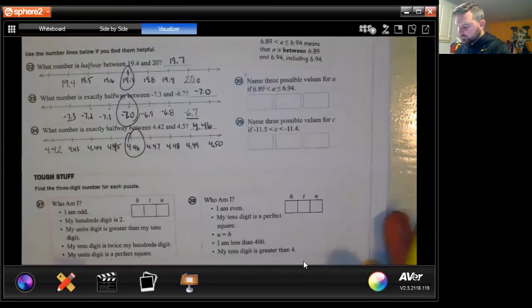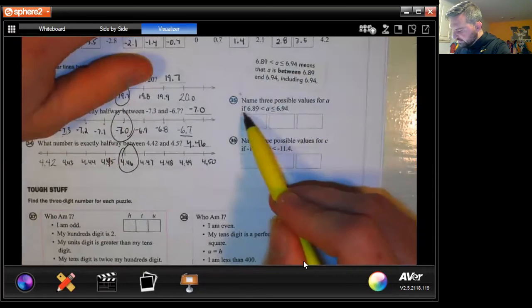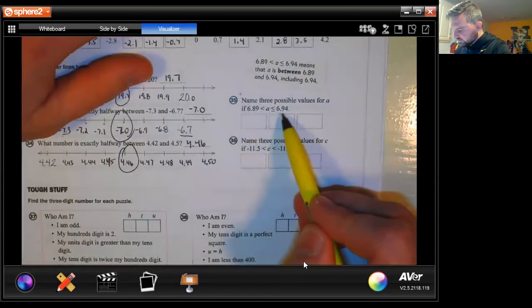Number 35. Name 3 possible values for A if 6.89 is less than A is less than or equal to 6.94.